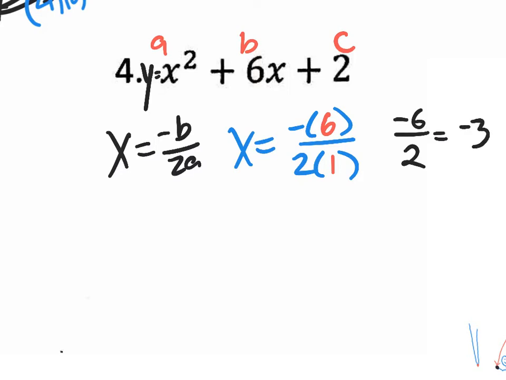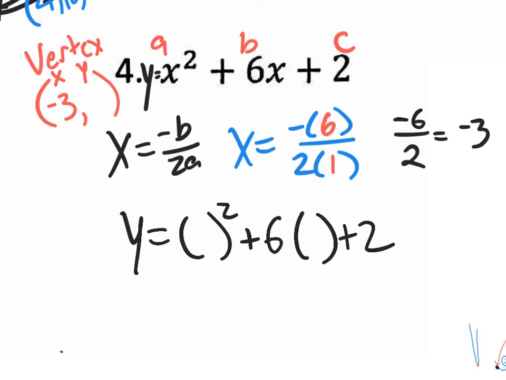Negative 3. So we have just found, remember the vertex is a coordinate, we just found the x value of negative 3. Now let's find the y value of that vertex. How are we going to do that? We're going to simply plug it into the original equation. I'm going to rewrite this equation, y equals x squared plus 6x plus 2, but I'm going to write it with parentheses instead of x's.